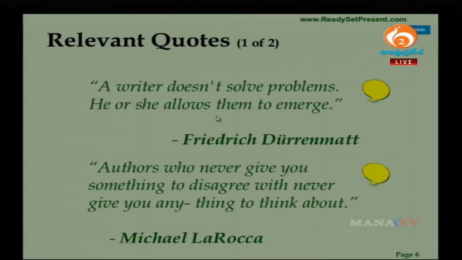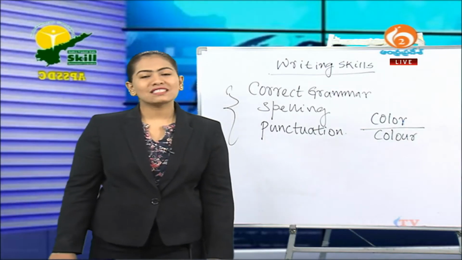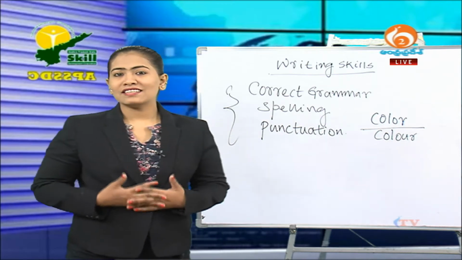Look at these quotes just to get a little motivation to be a good writer. A writer doesn't solve problems, he or she allows them to emerge. And then we have authors who never give you something to disagree with, will never give you anything to think about. This is again a very brilliant thought by Michael Larocco, who is known for his excellent writing skills: if a writer doesn't give you a chance to disagree, to come back, argue or give out your own opinion, he or she is not feeding you the right information.